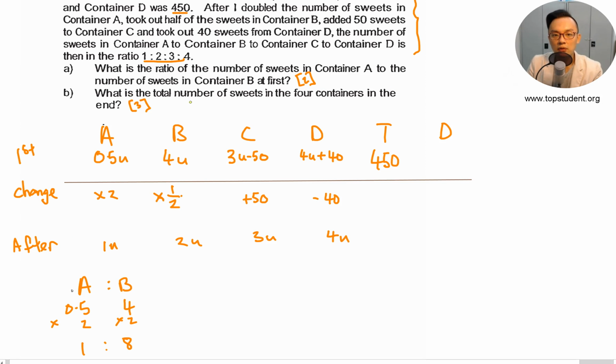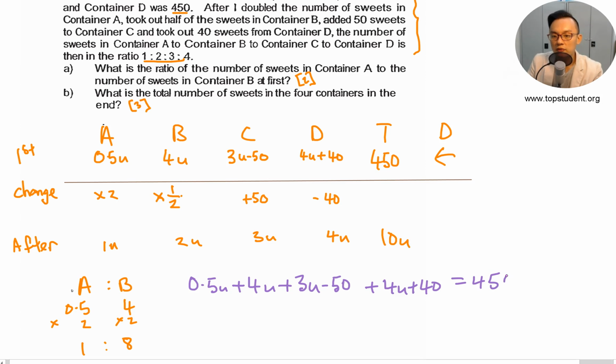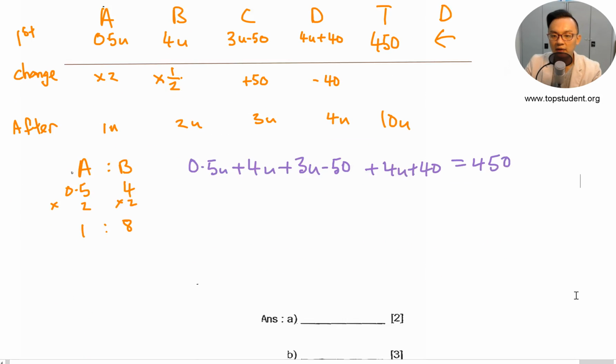So I want to find what is the total number of sweets in the 4 containers in the end. So total number is 1 plus 2 plus 3 plus 4. So 4, 5, 6, 7, 8, 9, 10. So it's actually 10U. So I need to find 1U, then I need to find 10U. All right. So to find 1U, I use this part to solve the equation. So it's actually 0.5U plus 4U plus 3U minus 50 plus 4U plus 40 equals to 450. And from here, I can work it out, and I find the number of U's.